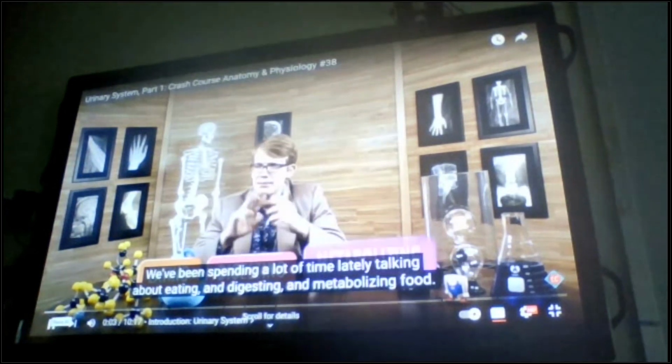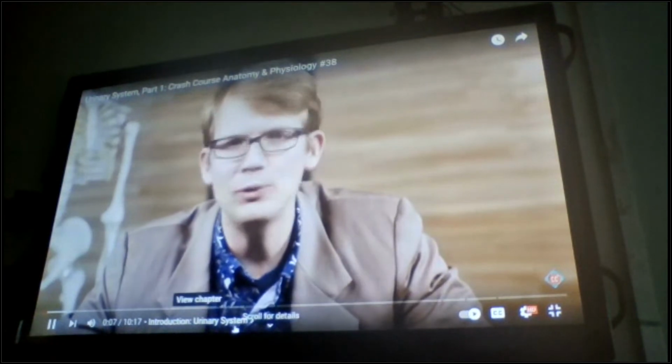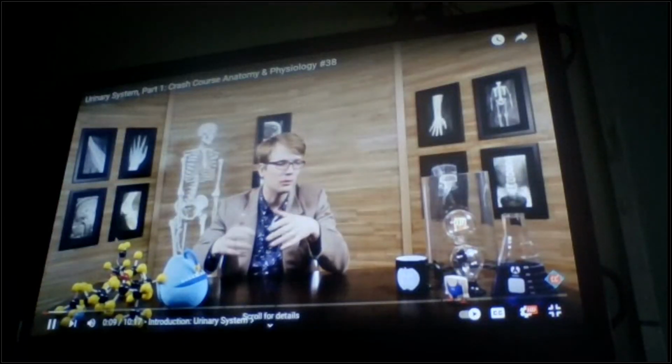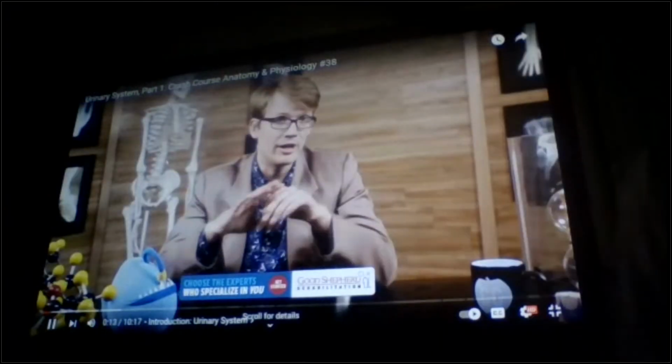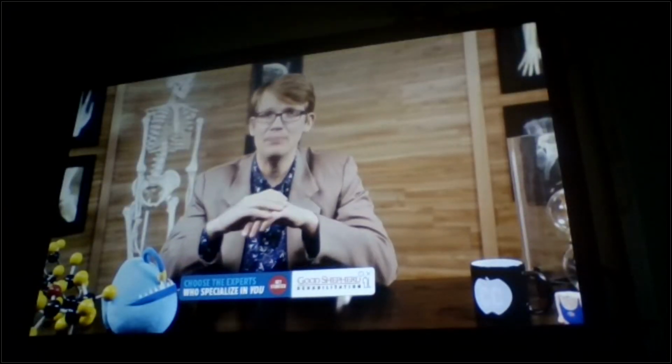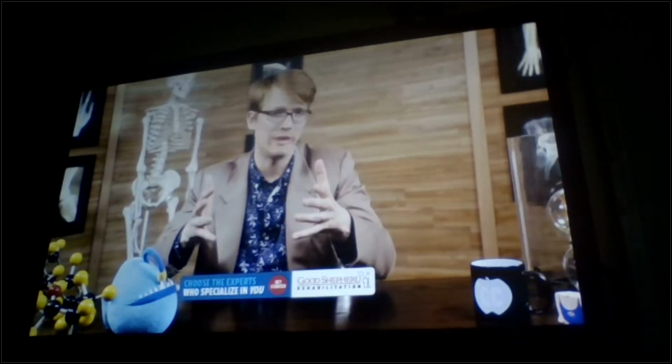Eating, digesting, and metabolizing food. And those are some of my favorite things in the world. It's been a really great time. But as with all good parties or brunch buffets, in the end, we're left with a mess. And I'm not talking about spilled beer and Dorito crumbs. I'm talking about toxic levels of garbage that need to be cleaned up before they kill you.